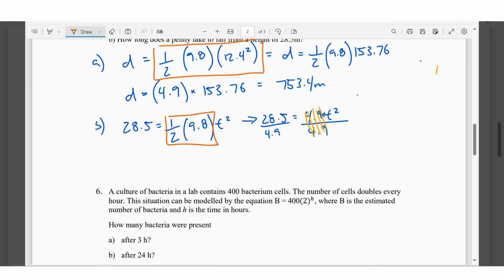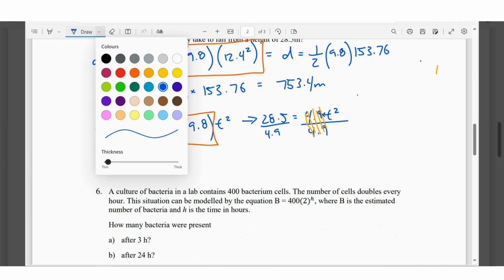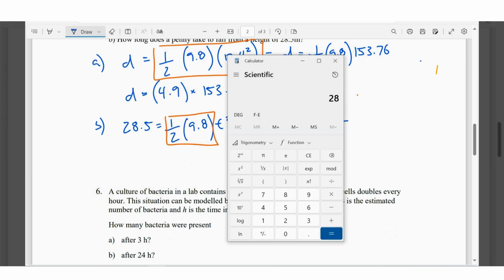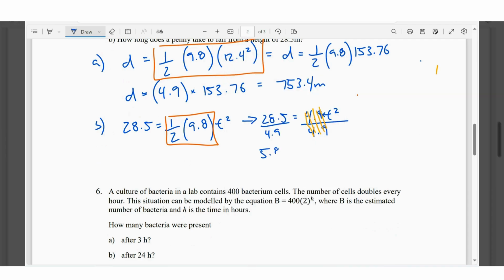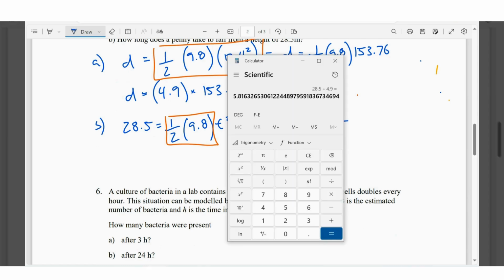We're left with t squared equals, let's do that in my calculator, 28.5 divided by 4.9 equals 5.816. So 5.816 equals t squared. And we want t by itself. We don't want t squared. So we need to do a common final step in math. We're going to take the square root of each of these. Remember that taking the square root of a square cancels that out. We'll be left with t, or time in seconds, equals the square root of 5.816.